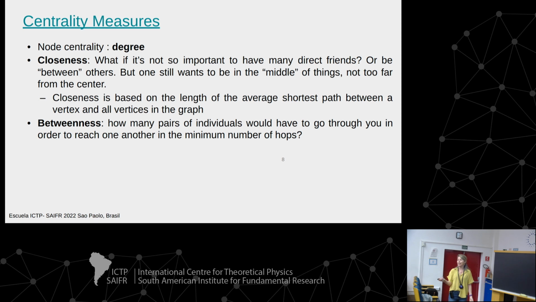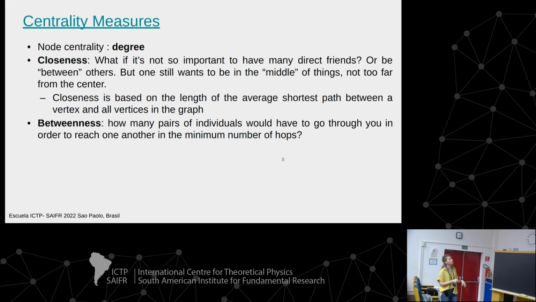So which are the centrality measures that you can look at in this network of flows? Of course, there is the degree. You can look at the closeness. What is the closeness? I pass over it quickly because I know that most of you are working with networks. Closeness is what, if it's not so important to have many direct friends, or to be in between, but one still wants to be in the middle of things. So closeness is based on the length of the average shortest path between the vertex and all vertices in the graph. And I will show you now how you calculate it.